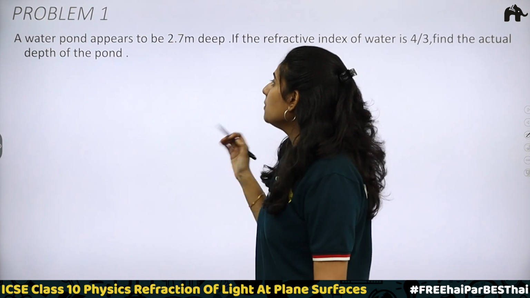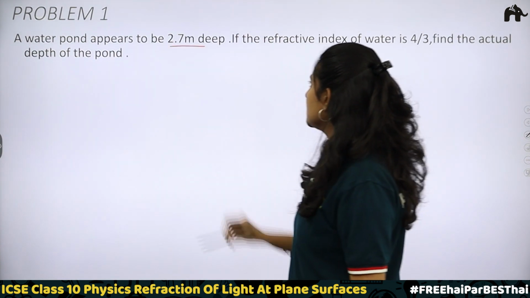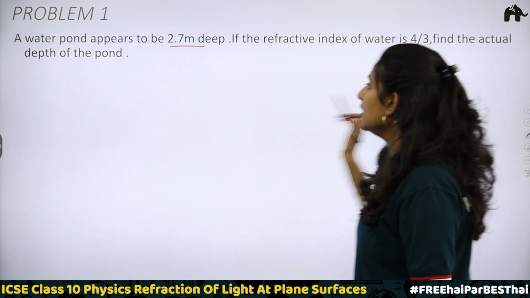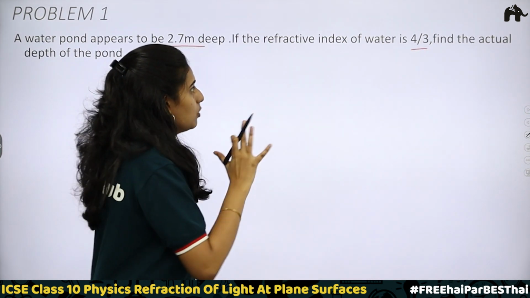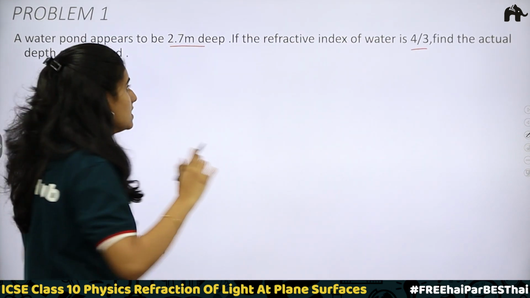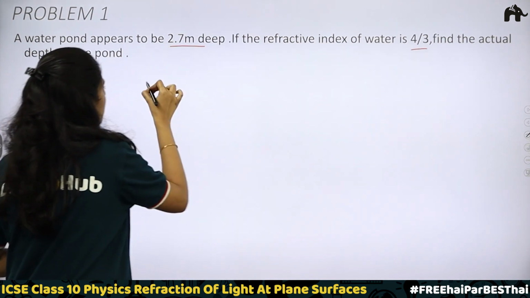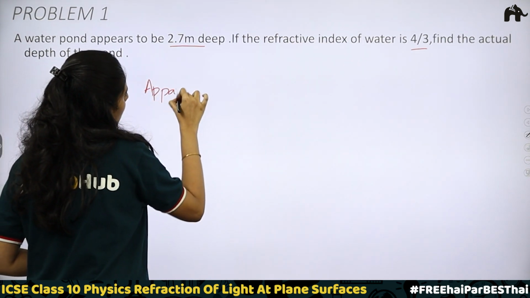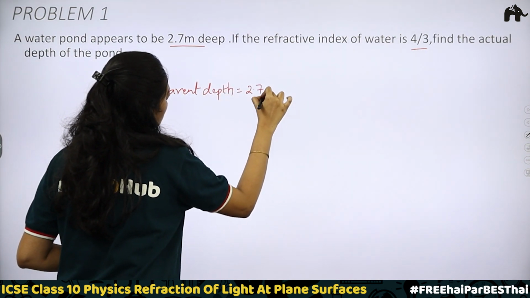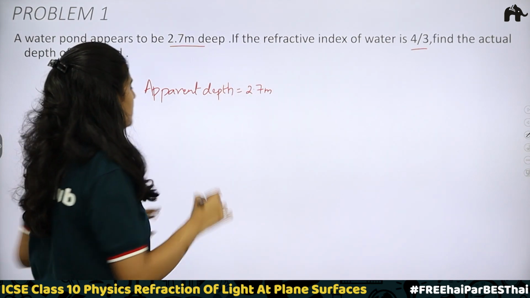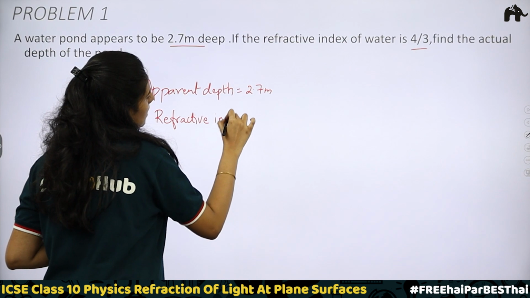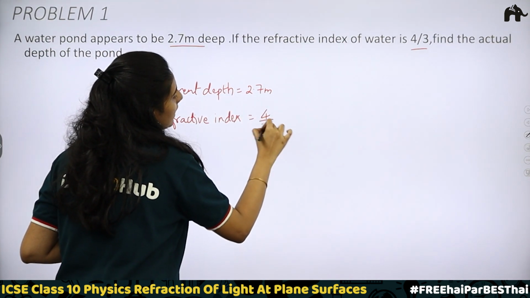Problem 1. A water pond appears to be 2.7 meter deep. If the refractive index of water is 4/3, find the actual depth of the pond. Here you have a water pond and it appears to be 2.7 meter deep, which means it is not the actual depth. The given is the apparent depth. Apparent depth is equal to 2.7 meter. What else is given? Refractive index is given. Refractive index is equal to 4/3.